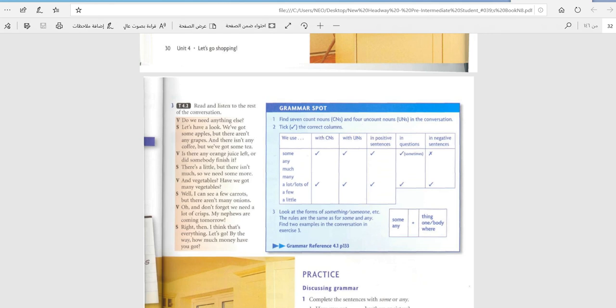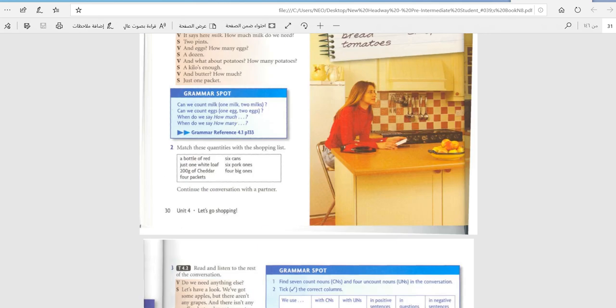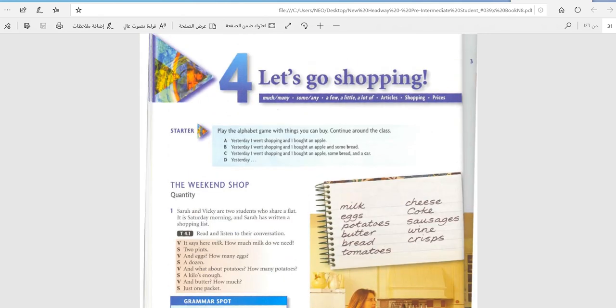Do we need anything else? Let's have a look. We have got some apples, but there aren't any grapes and there isn't any coffee. But we have got some tea. Is there any orange juice left, or did somebody finish it? There is a little, but there isn't much, so we need some more.